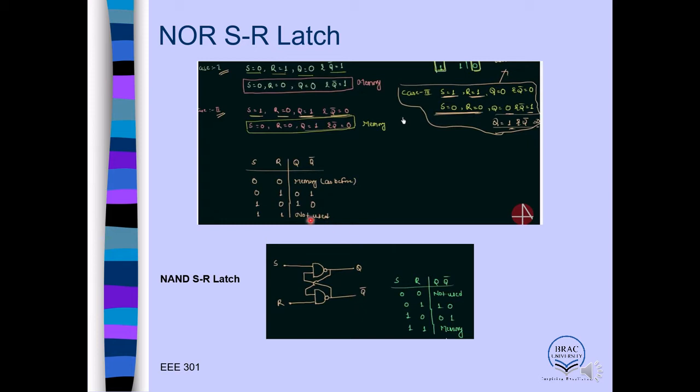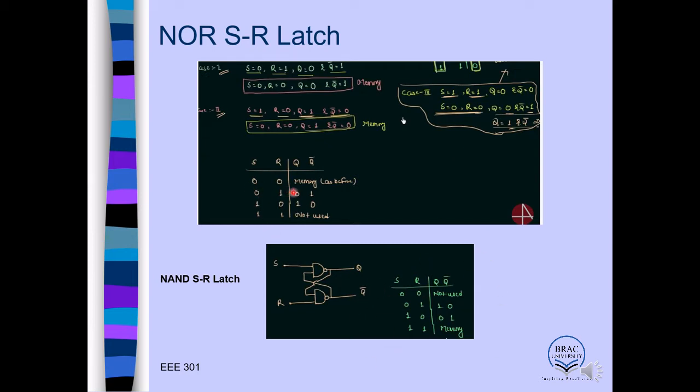I suggest you try to do the same thing for the NAND SR latch. So this is your NOR SR latch truth table. For the NAND SR latch, the circuit will look like this, and if you follow the procedure from case 1 to case 3, you will find this kind of truth table.